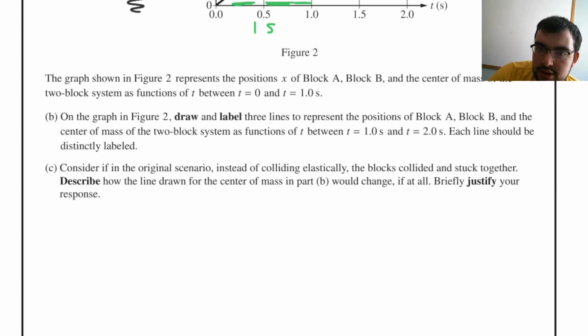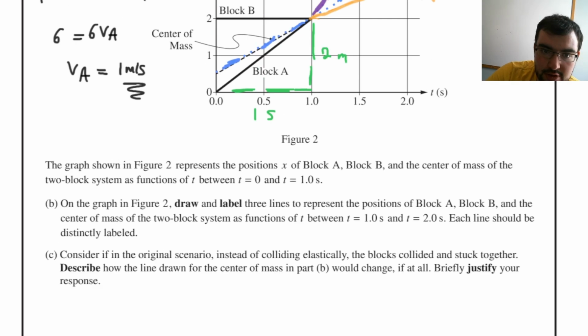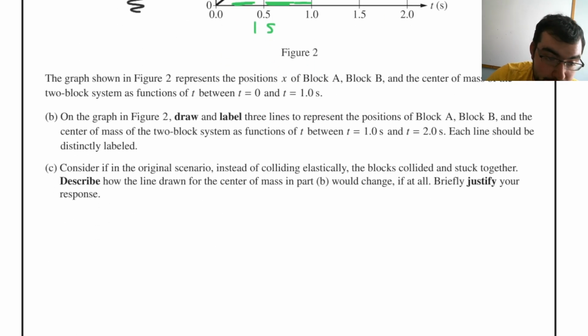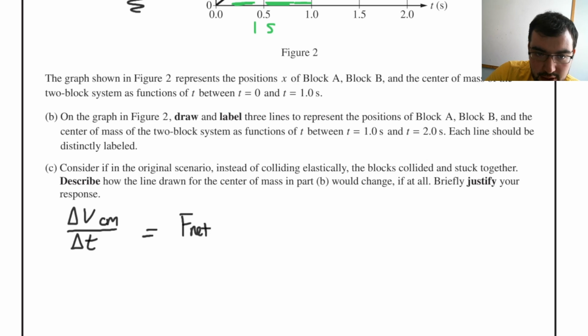Consider in the original scenario, instead of colliding elastically, they perfectly inelastically collide. Describe how the center of mass line changes. Well, based on our principles here, delta V of the center of mass as a function of time is equal to the net force acting on the system. So this does not change whether we're colliding elastically or inelastically.